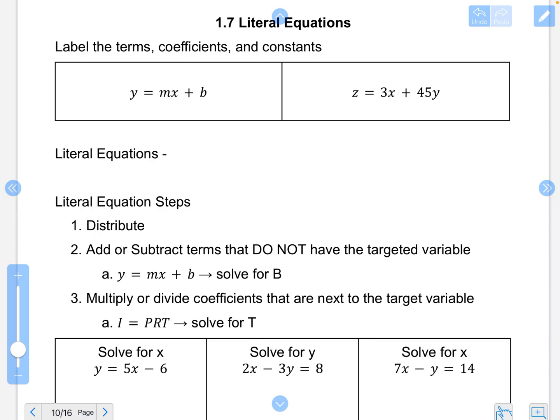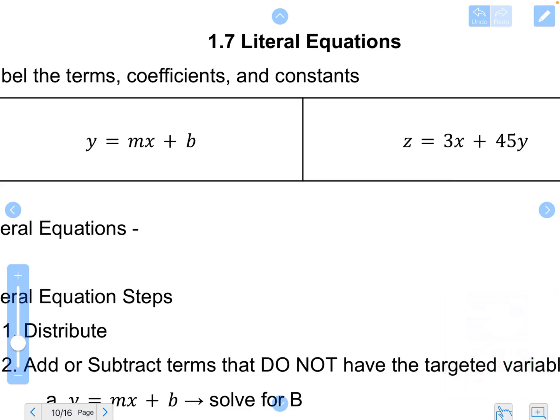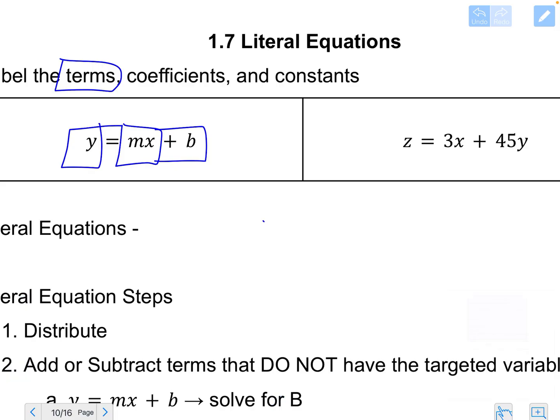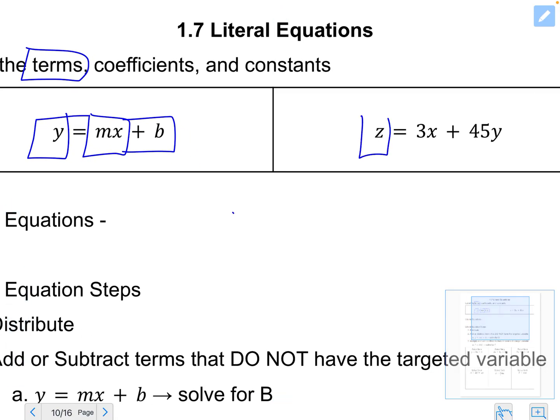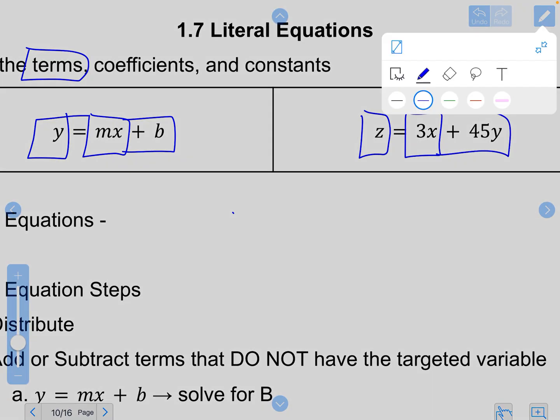Today we're going to talk about literal equations. If we look at these two problems here, we want to label terms, coefficients, and constants. Let's start with terms. All terms are separated by a plus or minus sign or by an equal sign. One term is y, another term is mx, and the other term is b. Same thing on this one: z is a term, 3x is a term, and 45y is a term.